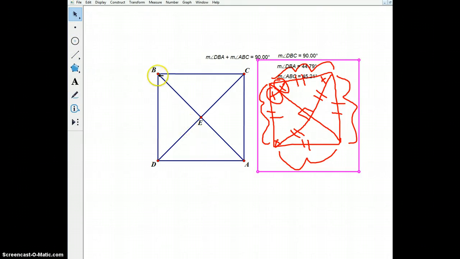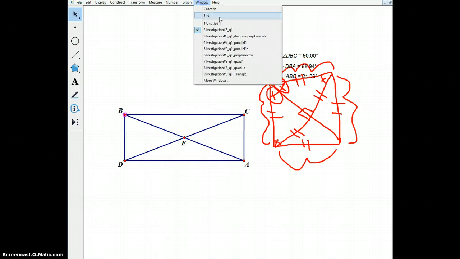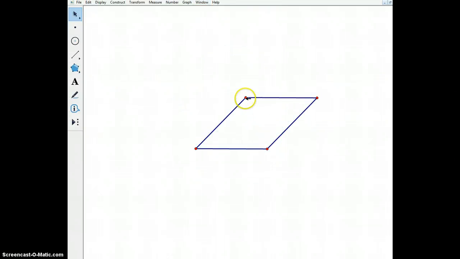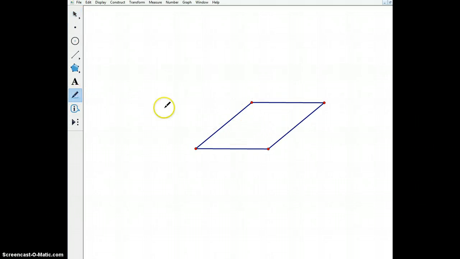Now let's talk about different shapes that are not squares or rectangles. Let's go to a parallelogram. What makes a parallelogram a parallelogram? Well, a parallelogram is also defined as a quadrilateral. A quadrilateral is 4 sides. A parallelogram is a specific kind of quadrilateral where the opposite 2 sides are parallel. So this side and this side are parallel, and this side and this side are parallel.